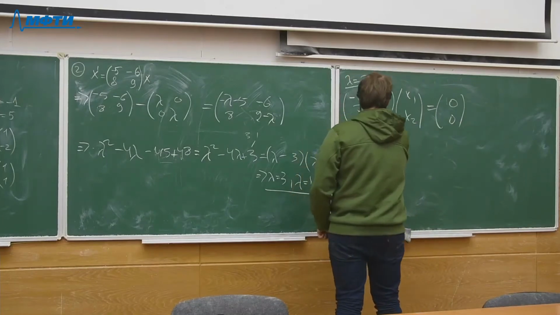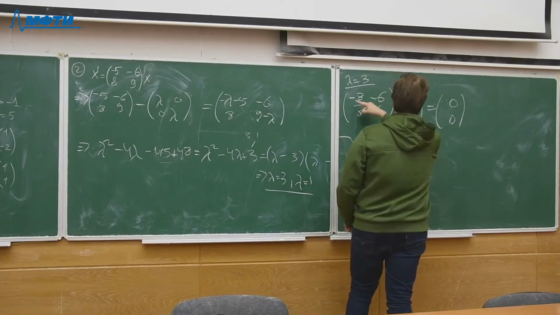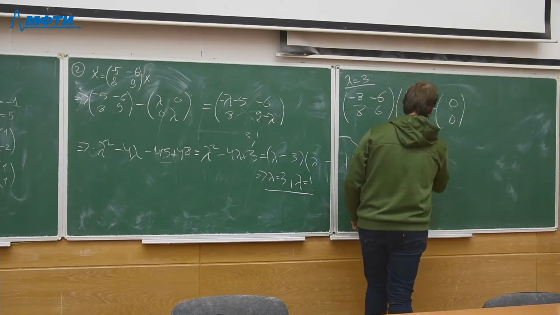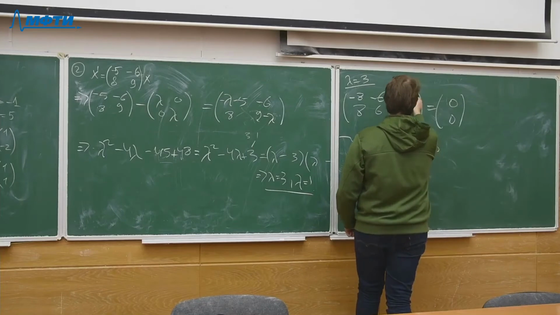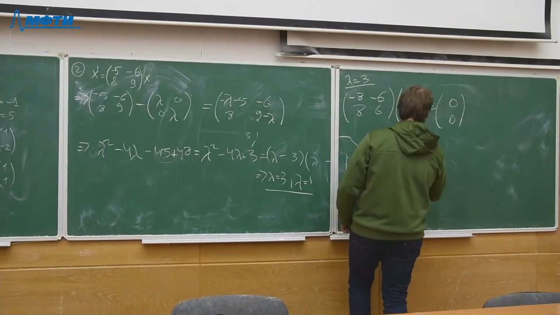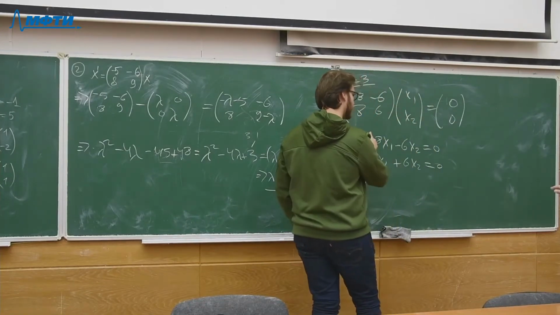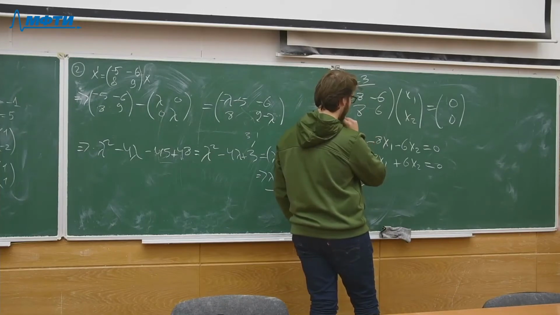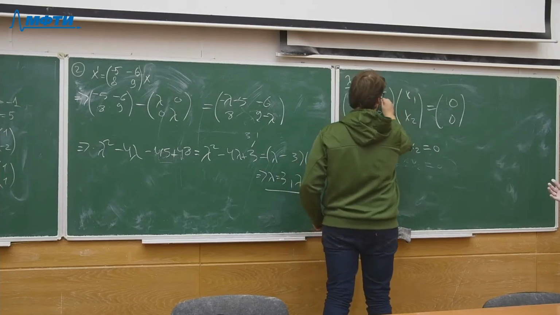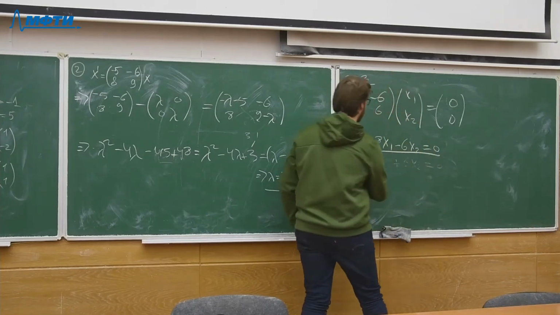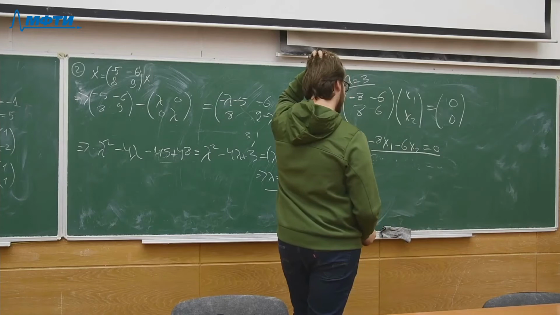Here I'm going to go step by step. So it's going to be minus 8x1 minus 6x2 equals 0. And then we're going to have 8x1 plus 6x2, the same equation. So one equation is enough. Usually you will get two similar equations. Of course, the first equation is enough, because the second one will be similar to the first one.